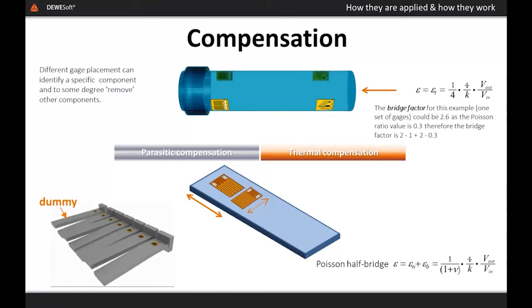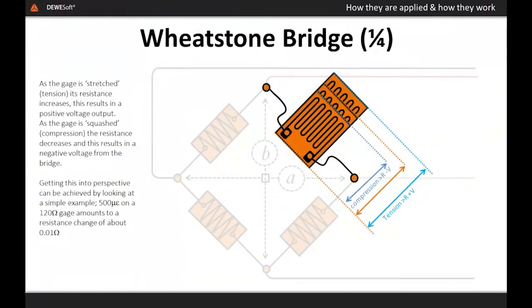In this screen, I'm trying to emphasize the relationship between the polarity and the behavior of the strain gauge. As the gauge is stretched, that's in tension, the resistance increases and so the output voltage increases. If the gauge is squeezed, that's in compression, this reduces the resistance and the voltage decreases.